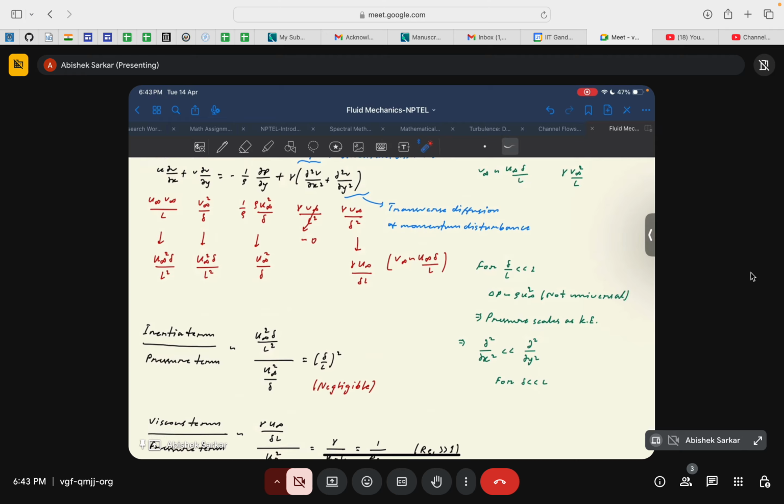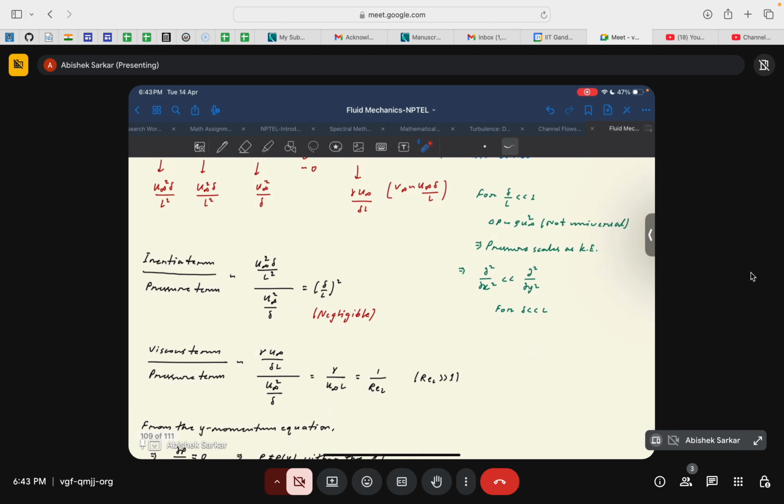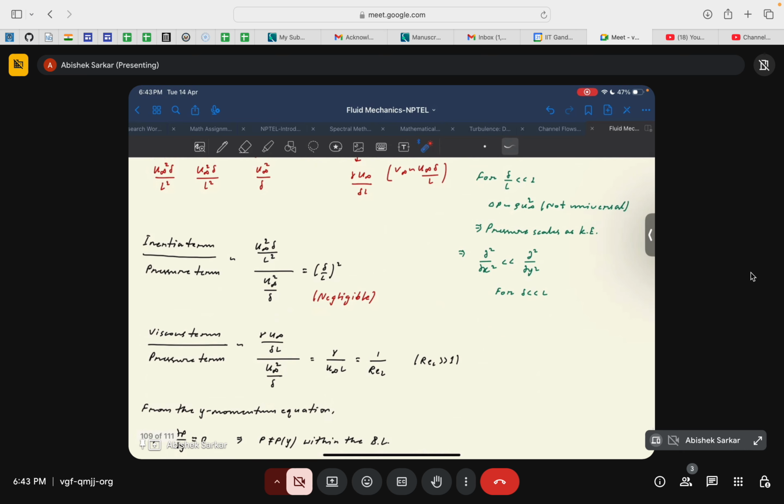So now the only term left to see how it scales is the second order derivative with respect to y, that is the viscous term along the y gradient, okay. So let us see how it scales. Again, we'll take the ratio of viscous term by pressure term. So we have nu u infinity delta L divided by u infinity square by delta. If we rearrange it and cancel out some terms, you will find that this scales as nu divided by u infinity L, which is exactly 1 by the Reynolds number, okay.